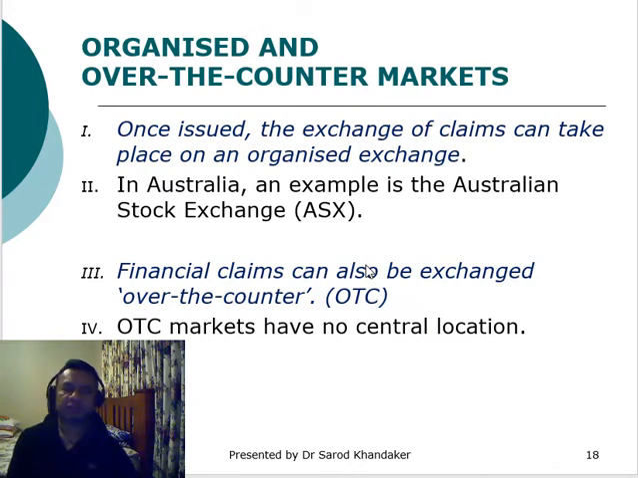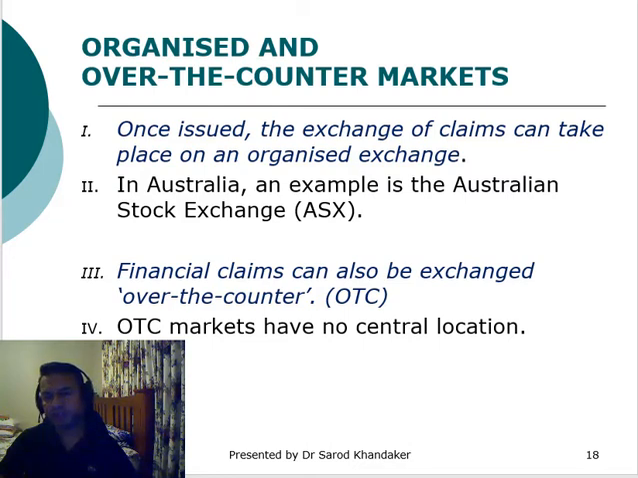So when we're talking about the primary market and the secondary market, we also need to understand about the organized and over-the-counter markets. Once issued, the exchange of claim can be placed on an organized exchange. In Australia, for an example, the Australian Stock Exchange is an organized market. On the other hand, the financial claim can also be exchanged in over-the-counter, which is called OTC.